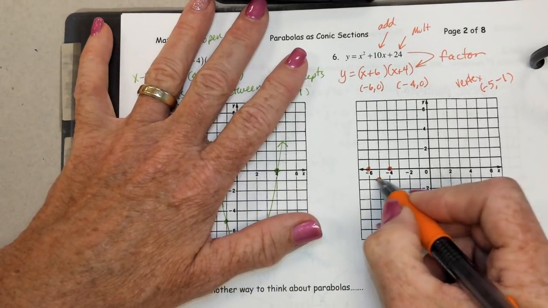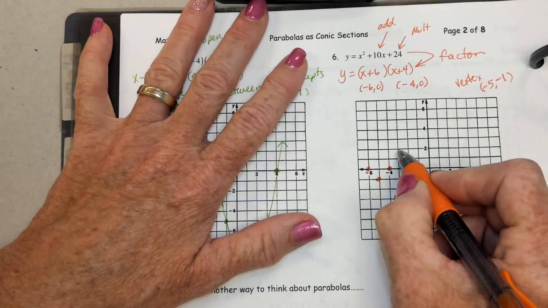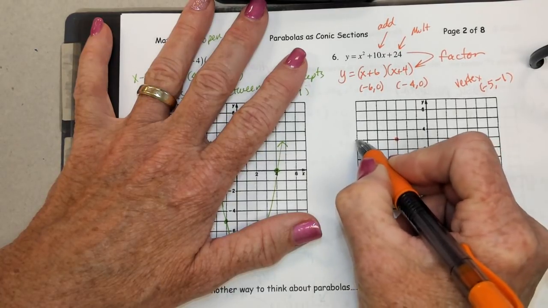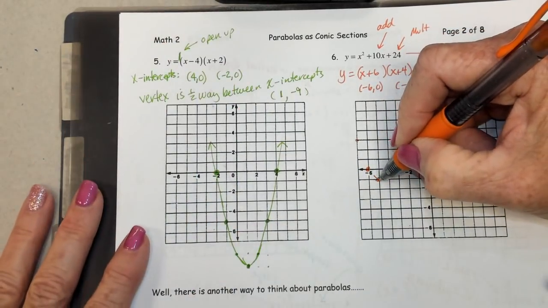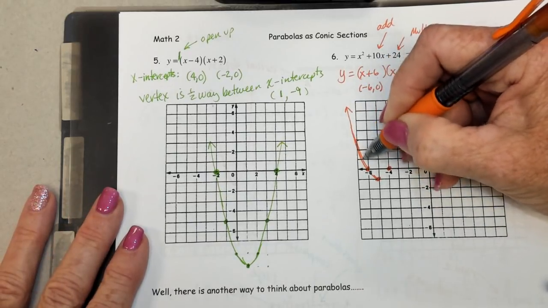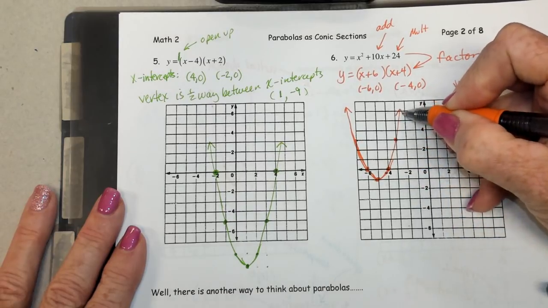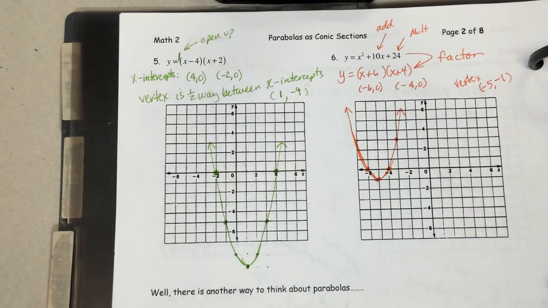Oh, and we see we start in at 1, so we can go over 2 and up 4. And that'll give us another set of points. Oops, I'm off a little bit here. Just sketch that parabola in. All right, we did all of that first semester.